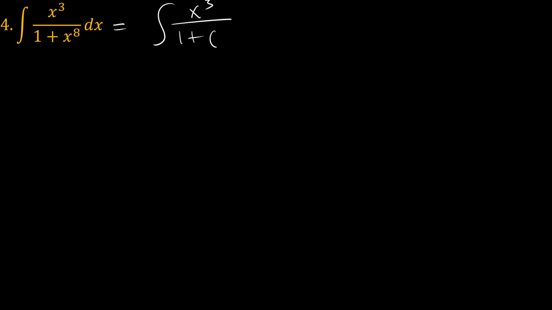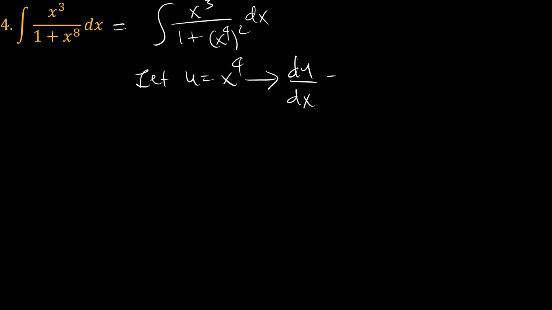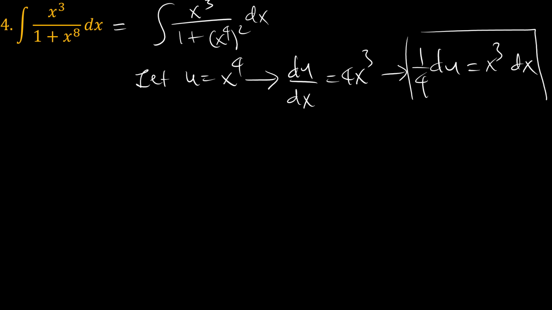So on to problem number 4, and one thing we could do is we can see that x to the 3 comes as a derivative of x to the 4 without really factoring in the constant. So we can now express this as x to the 3 over 1 plus x to the 4 squared. And so we can also let u be equal to x to the 4, which means that du dx is equal to 4x cubed, meaning that a quarter of du can be used to substitute for x cubed dx.